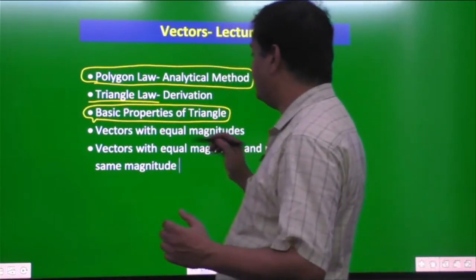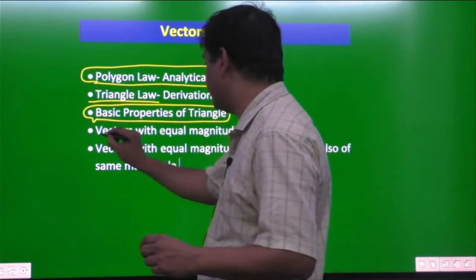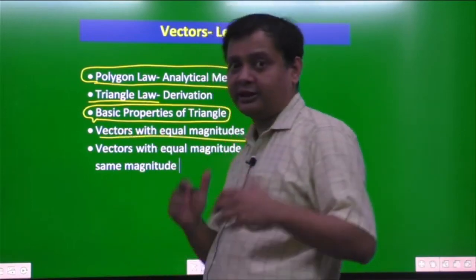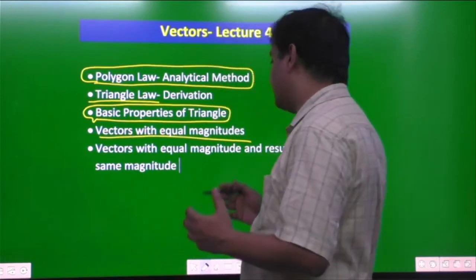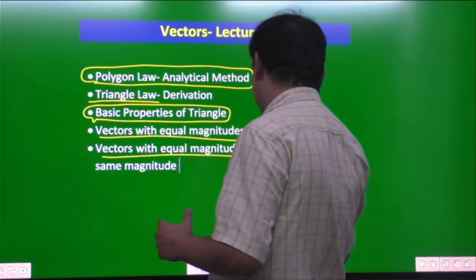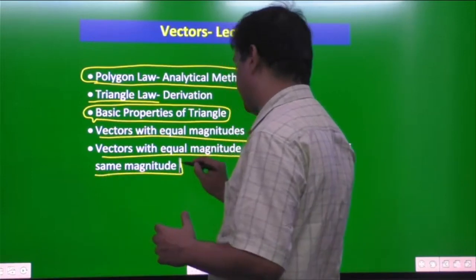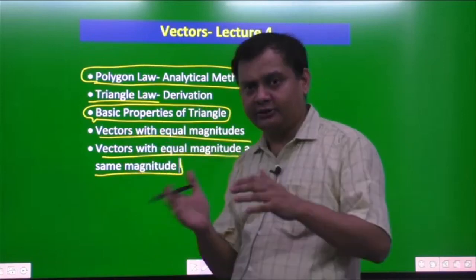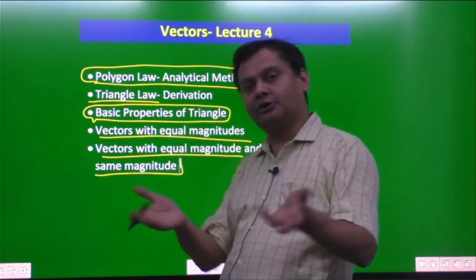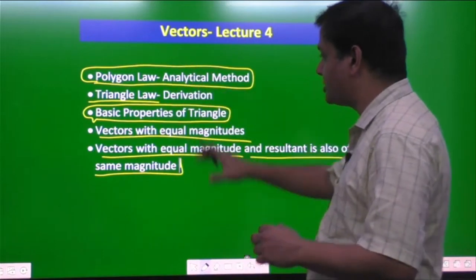Then we will see what will be the resultant of two vectors with equal magnitudes. If we have two vectors with equal magnitudes, then how the resultant will come. And then we'll see a special case when two vectors are of equal magnitude and the resultant is also of the same magnitude, then what will be the condition for it? Two vectors are of the same magnitude and the resultant of the two vectors will also have the same magnitude. So this is the roadmap of the present lecture. Okay.